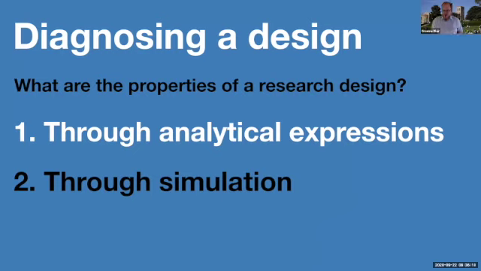Diagnosing a research design is answering questions about the properties of a research design. Is my design powered? Is it biased? Does it provide value for money? How likely are we to get the sign of the effect correct? There are two ways to get at this. The first is we can use analytical expressions from a textbook. The second is through simulation, by running our design under a set of assumptions about the model and the inquiry, running it over and over again, and then calculating those properties from the simulated data sets.